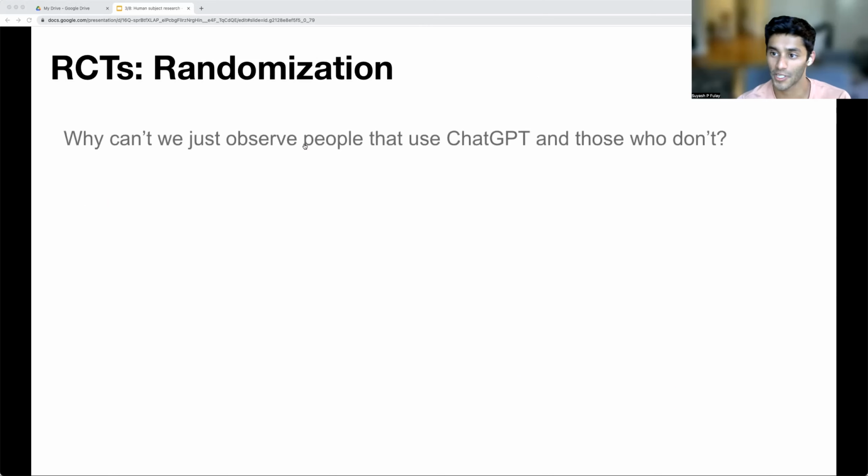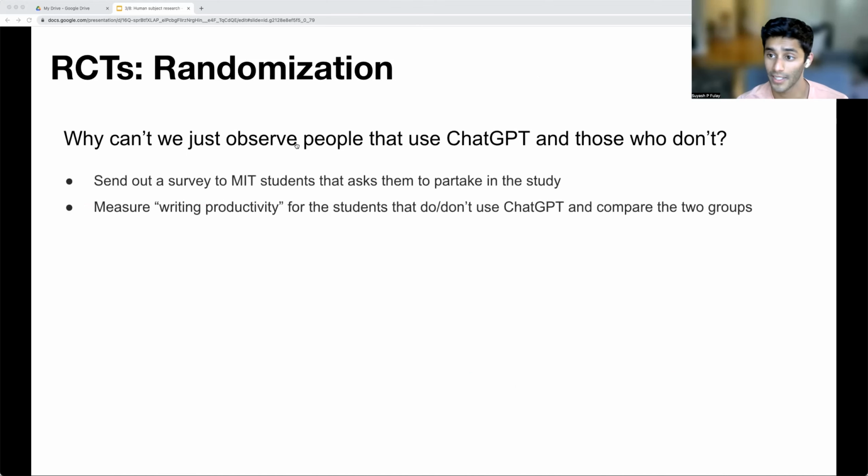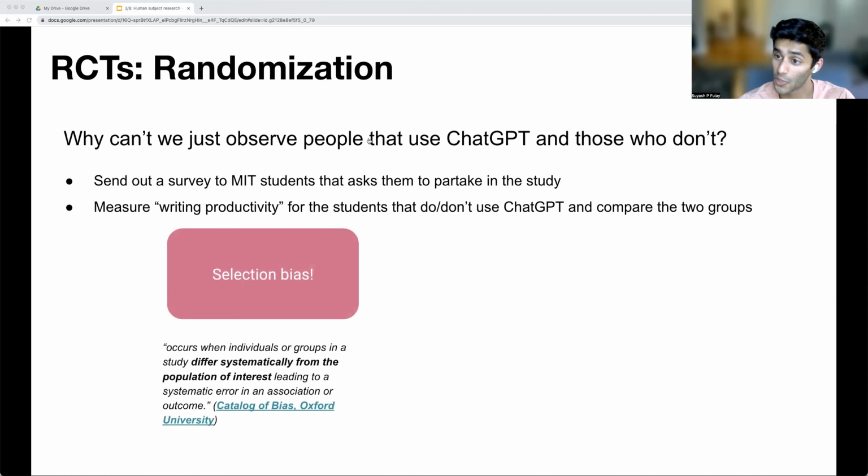So first, why can't we just observe people that use ChatGPT and those who don't? Concretely, what we could do is send out a survey to MIT students, ask them to participate in the study, and then we simply measure the writing productivity of those who do use ChatGPT and those who don't, and compare the two groups, right? There's two problems with this. The first is called selection bias. This is basically when the population that you actually care about is different from the sample that you use and that you run your experiment on.